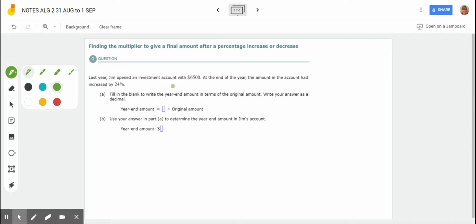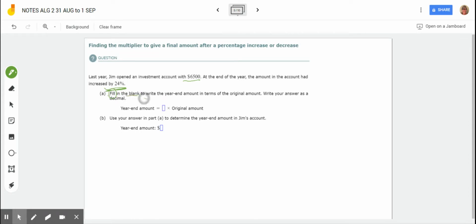Last year, Jim opened an investment account with $6,500. At the end of the year, the amount had increased by 24%. Fill in the blank to write the year-end amount in terms of the original amount. Write your answer as a decimal. So you might want to go, oh, the year-end amount is equal to 0.24 times 6,500. But remember, that's only going to be the extra amount that he earned.